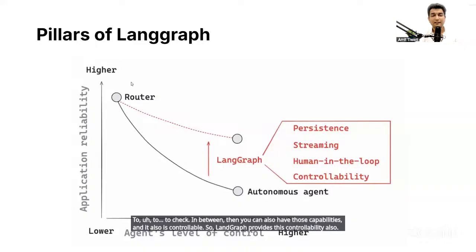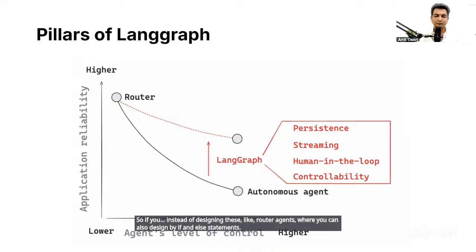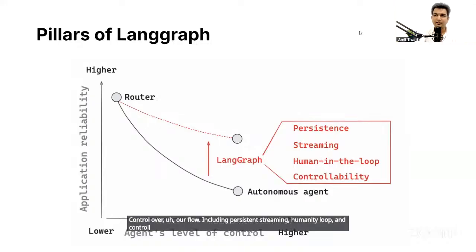So instead of designing router agents, which you can also design with if and else statements, we are using LangGraph, which will give us more control over our flow, including persistence, streaming, human in the loop, and controllability.